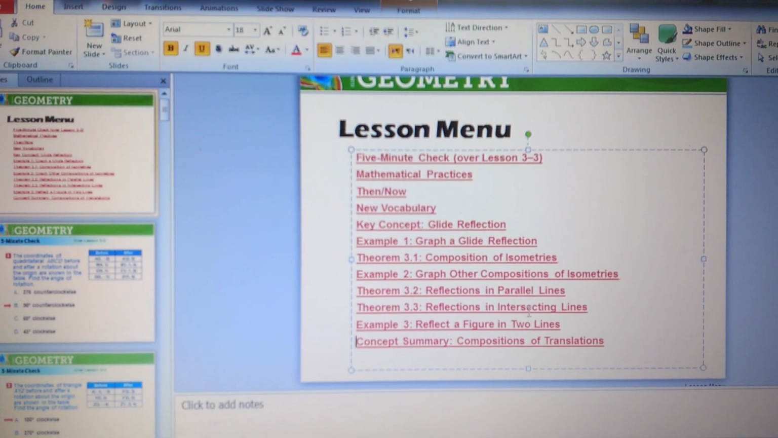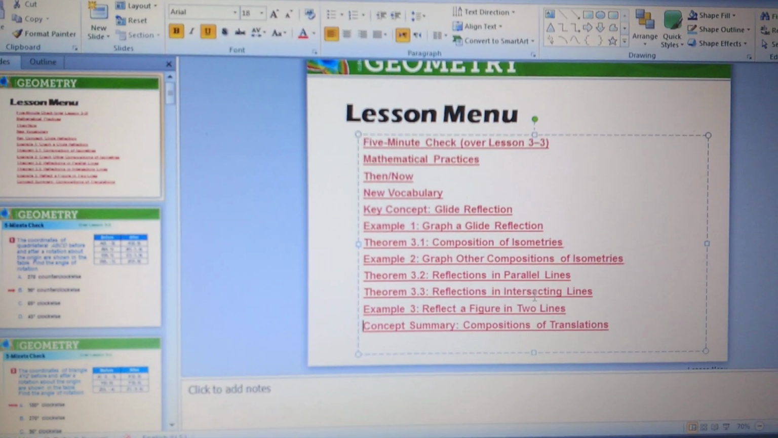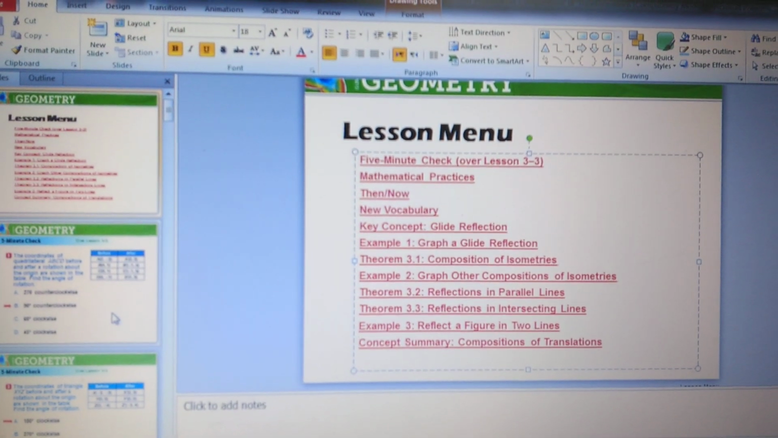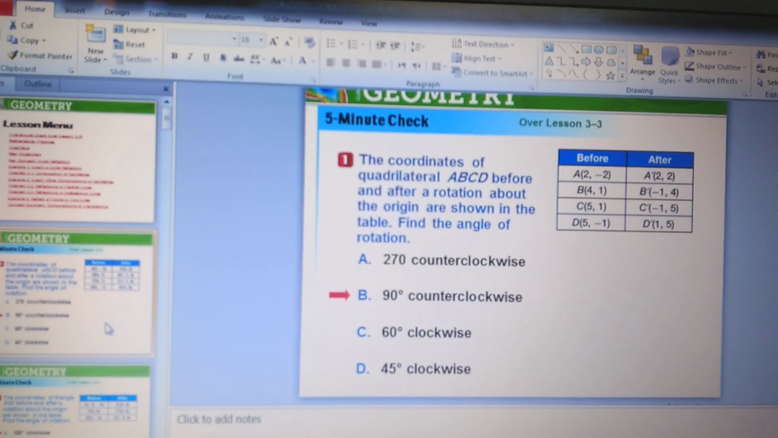Today our lesson is about composition of transformation. Before we start, as usual, we have some slides here as revision about our previous lesson, which was rotation.